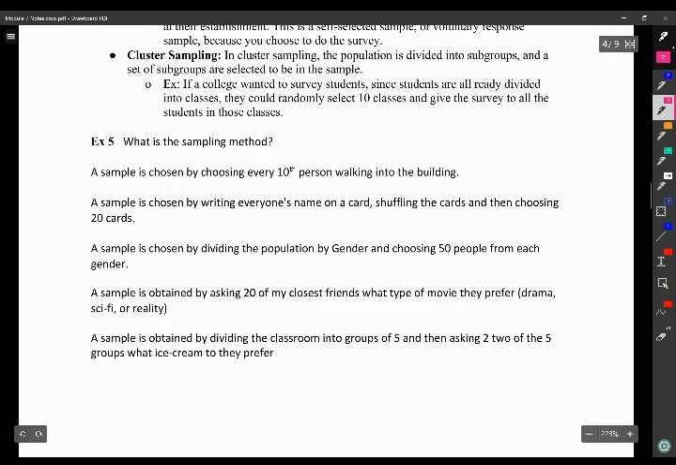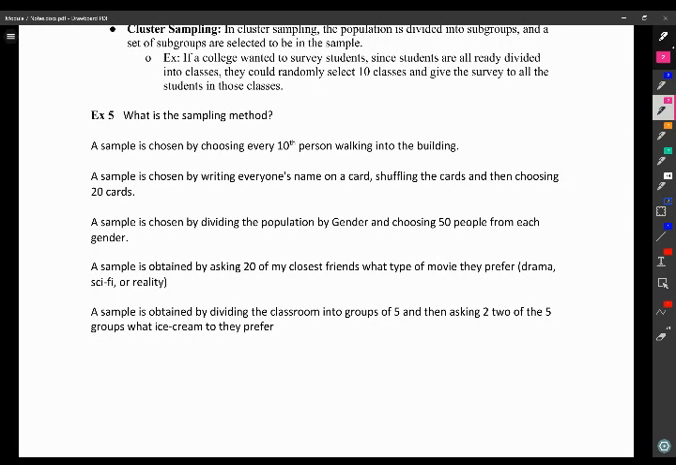Example 5 talks about what the sampling method is. So you should probably pause your video for a minute, go through, see if you can figure out which type of sampling it is, and then come back and see if you're correct. So for example 5, the first one is going to be systematic because they picked every 10th person.